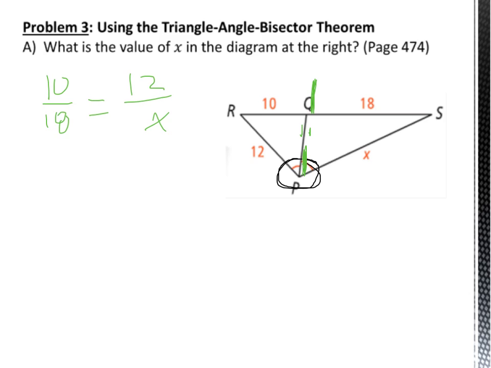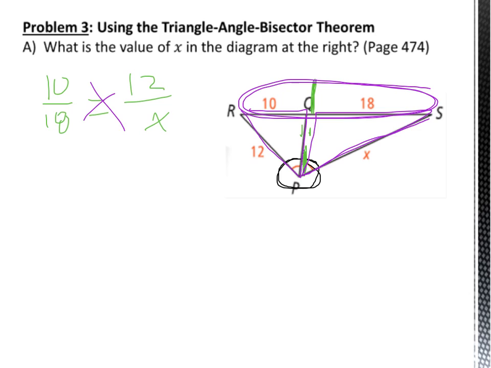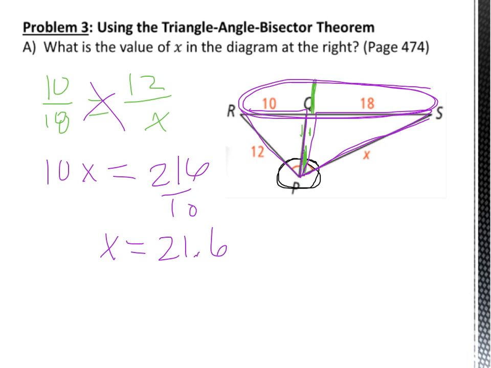And if I want to make sure I set this up right, when I look at the two numbers on top, 10 and 12, they should be for one triangle, and they are. And 18 and x should be for one triangle, and they are. The other point that I want to make sure to check is that on this line should be one fraction, and they are. Then I would cross multiply, 10x equals 216, and divide by 10. I get x is equal to 21.6, and that would be my final answer.